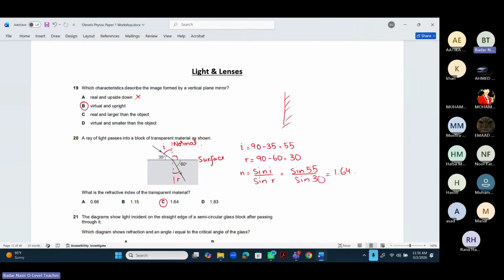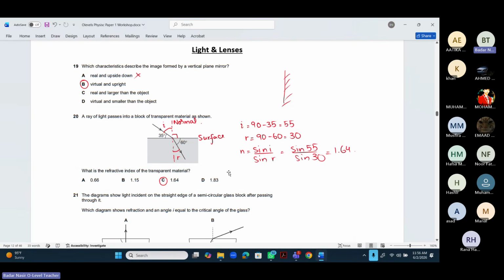Okay, so I hope it's clear. तो बेटा प्लीज बी वेरी केयरफुल। अगर इस तरह का कोई सवाल आता है, प्लीज ड्रॉ द नॉर्मल लाइन फर्स्ट और एंगल ऑफ इंसिडेंस इज द एंगल between the incident ray and the normal line. ठीक है, so this is your angle of incidence and angle of refraction is the angle between the normal line and the refracted ray. So ये निकाल के refractive index का formula n is equal to sin i over sin r.